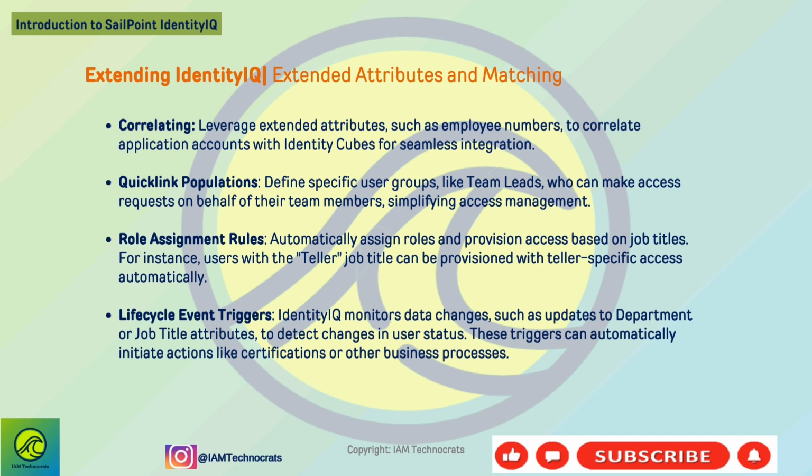Role assignment rules. This automatically assigns roles and provisions access based on job titles. For instance, users with the Teller job title can be provisioned with Teller specific access automatically. Lifecycle event triggers. Identity IQ monitors data changes such as updates to department or job title attributes to detect changes in user status. These triggers can automatically initiate actions like certification or other business processes.